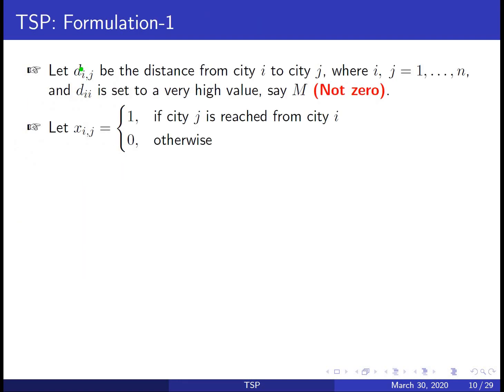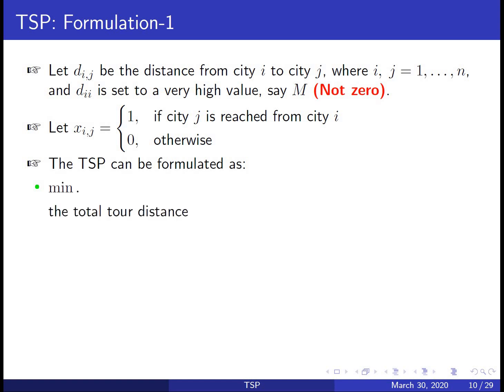In this formulation, our main parameter is the distance from city i to city j, represented by Dij. As a convention, we assume that the distance from city i to city i is a very high value. Our main variable is Xij. It is a binary variable and it is equal to 1 if city j is reached from city i. Otherwise, it is 0. So now let us formulate the problem. Our goal is to minimize the total tour distance. Let us take an example and see how to measure the tour distance.